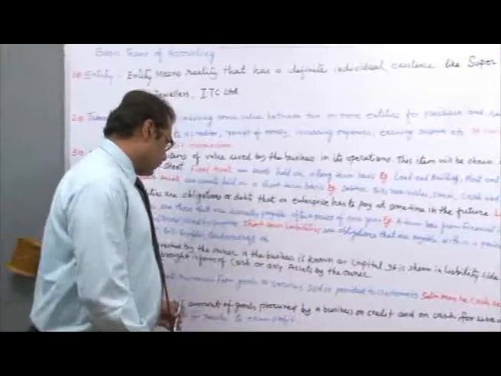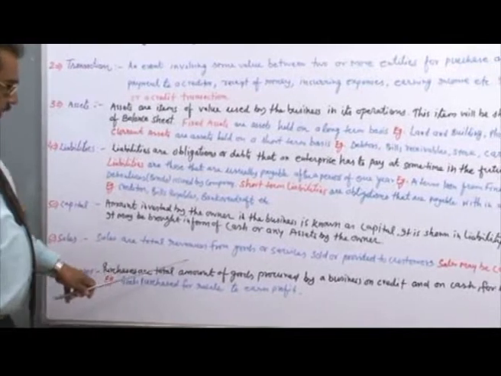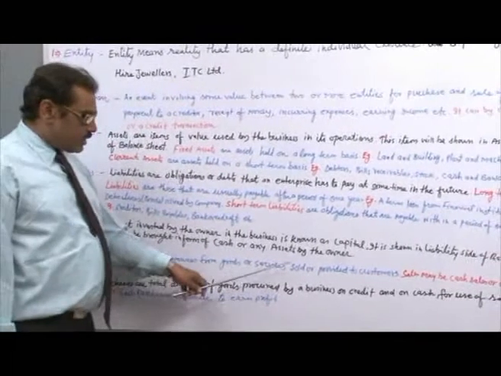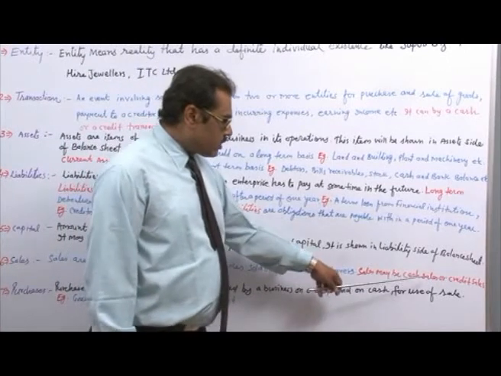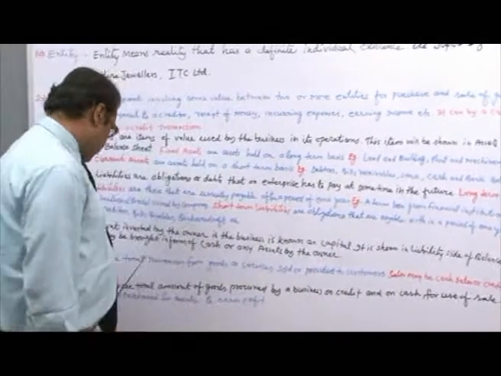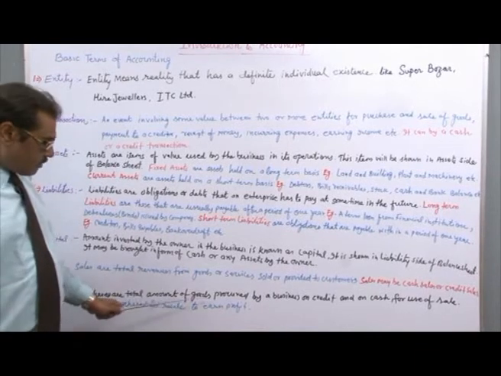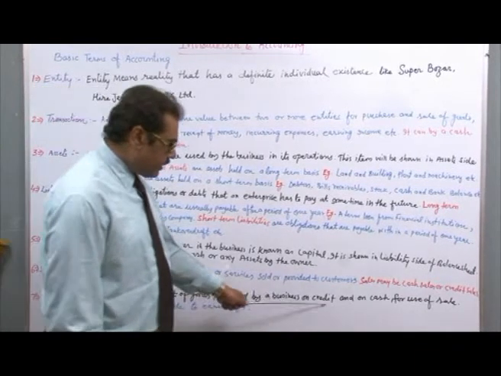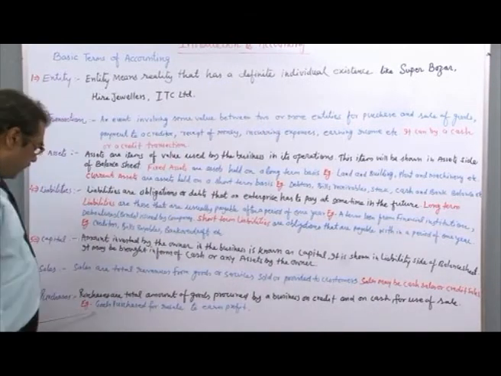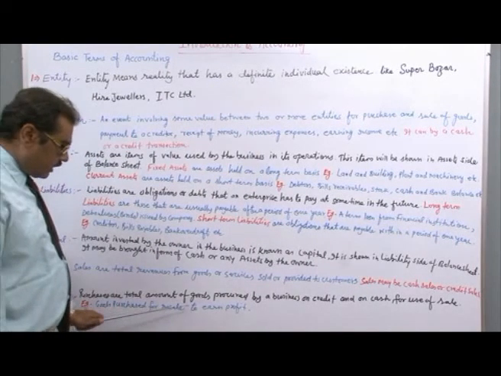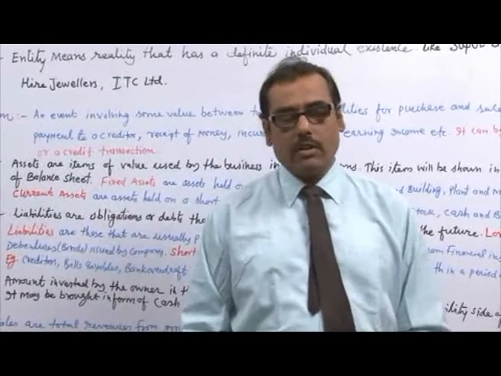Next is sales. Sales are total revenues from goods or services sold or provided to customers. Sales may be cash sales or credit sales. Next is purchase. Purchase are total amounts of goods procured by a business on credit and on cash for use of sale. For example, goods purchased for resale to earn profit. Generally, business purchases goods for resale, not for use.